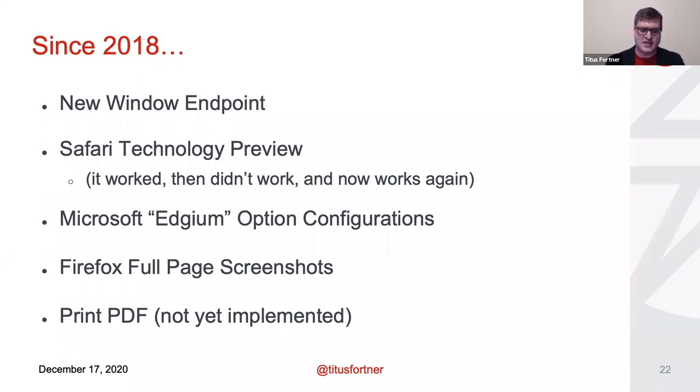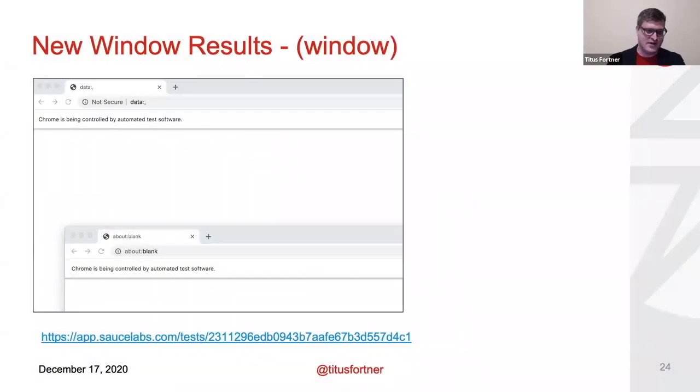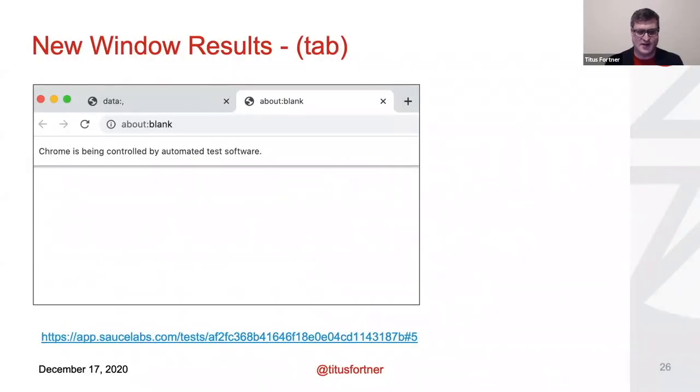Firefox now supports full page screenshots with a custom endpoint. So that'll be available in Selenium 4. And then print PDF, which we're still working on implementing, is also another endpoint that we'll have access to in Selenium 4. And there's a new command, new window. You can do it by a separate window, or you can pass in here the window type tab instead of window. And hey, look, it's a new tab. So that's kind of cool.